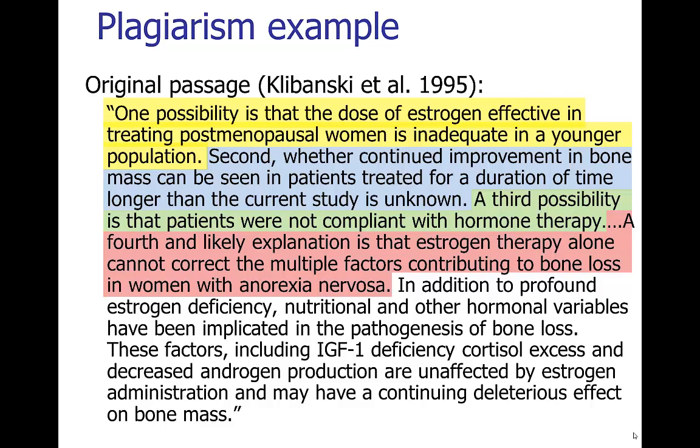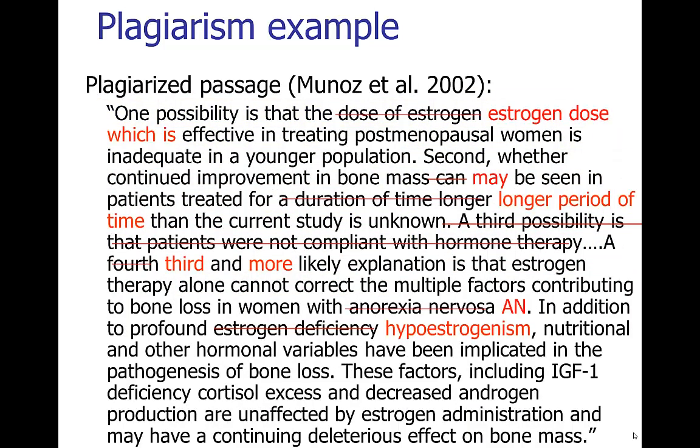So this is the passage that appeared in the original paper. Here's what the plagiarized paper changed. This was a 2002 paper in a different journal, and they basically took the original paragraph that was in the 1995 paper, and they made just the following changes that I'm showing you on the screen. That's all they changed. So the original said one possibility is that the dose of estrogen effective in treating postmenopausal women. They changed it to that the estrogen dose, which is. They added a "which is."